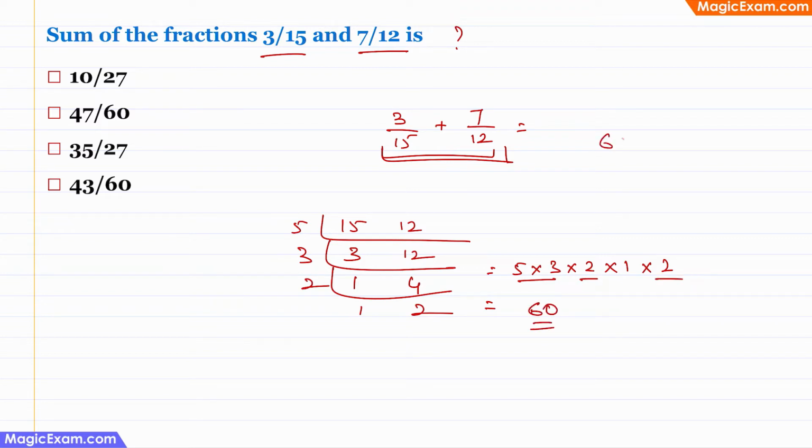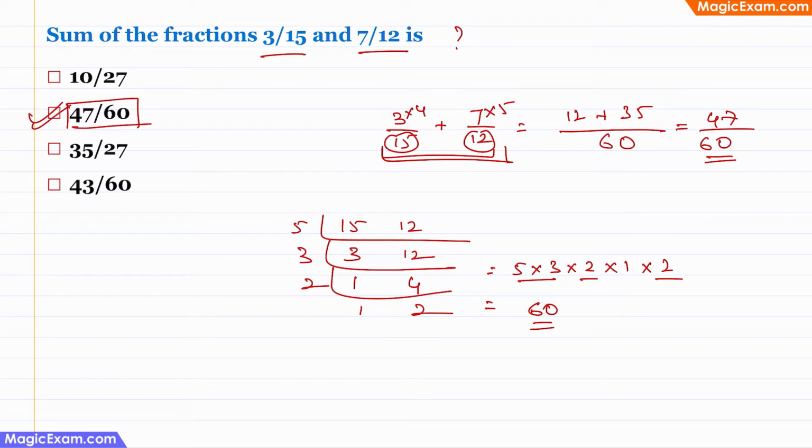So now if we write 60 here, then 15 4s are 60. Therefore 3 into 4, that will be 12, plus 12 5s are 60. Therefore 7 into 5, 35. So 35 is equal to 47 by 60. Therefore the correct answer is 47 by 60.